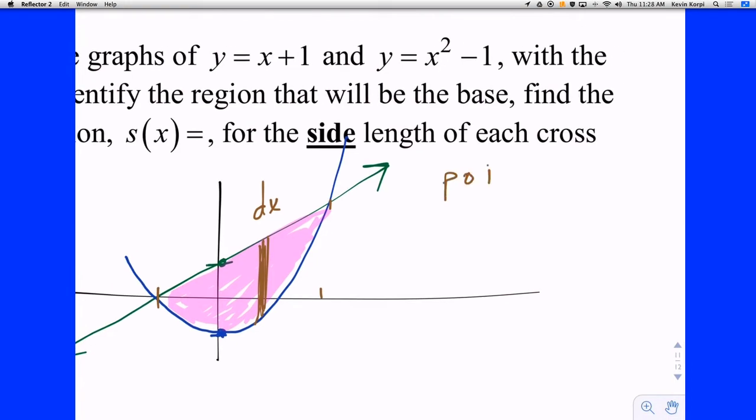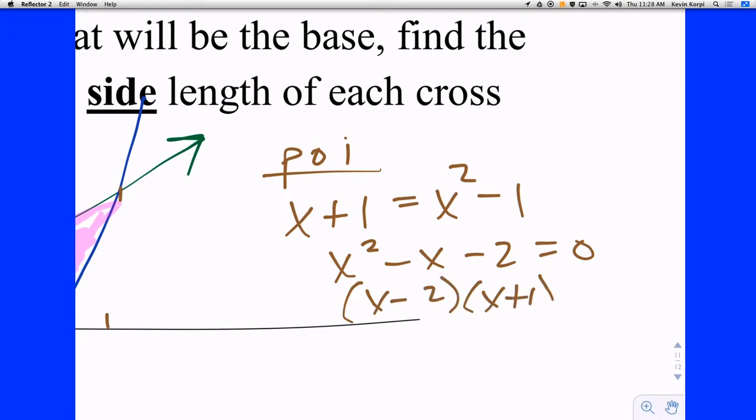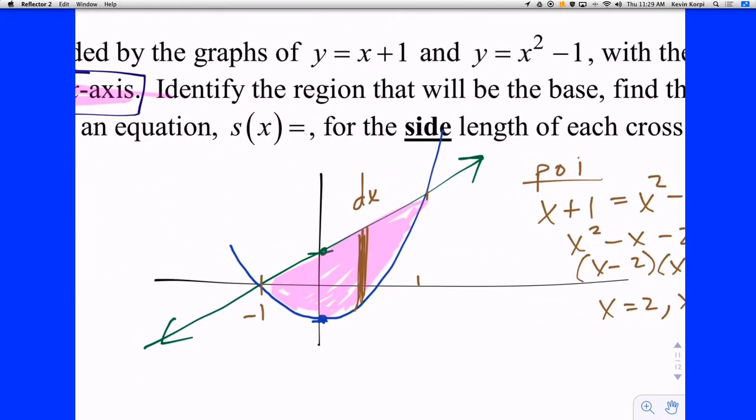POI, x plus 1 equals x squared minus 1. And we would have to do this if we were just finding the area of that region, or if we were taking that region and rotating it around some axis. We would still need the points of intersection. So I'm going to get everything on the right-hand side, and I get x squared minus x minus 2. So you get x minus 2, x plus 1 equals 0, and the points of intersection are x equals 2 and x equals negative 1. All right, so there's negative 1, and there's 2. We got our points of intersection.